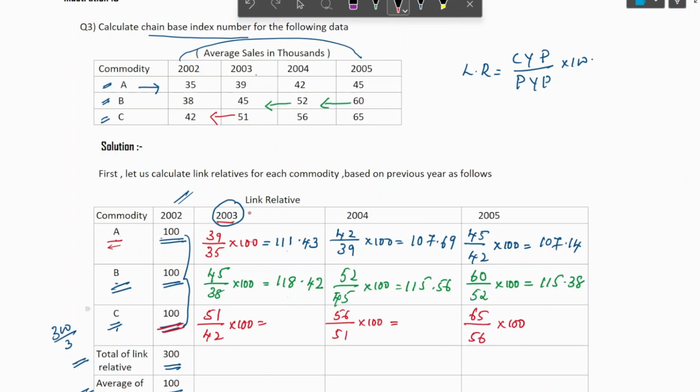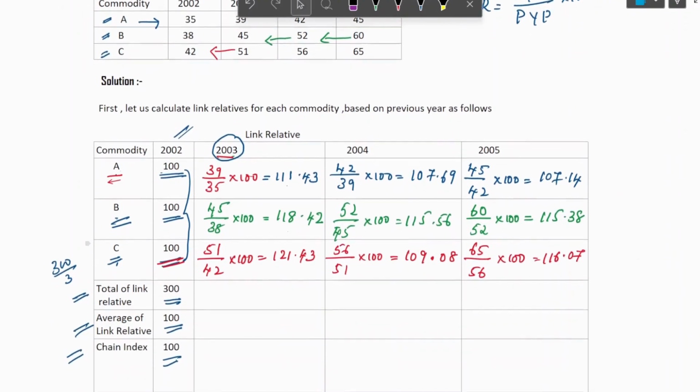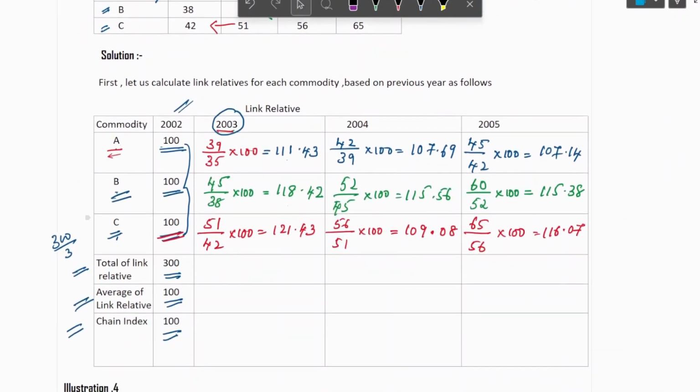We'll write the values. The values are just calculated by the calculator. That is 121.43, 109.08, then 116.07. That means here you have completed the table for the link relative. All the link relatives of A, B, C you have calculated by using the formula: current year price divided by previous year price into 100.